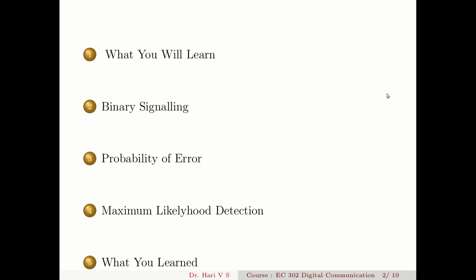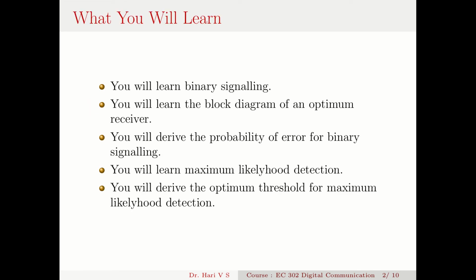The session is organized as: learning outcomes, then binary signaling and the probability of error in binary signaling. Then we will see the concept of maximum likelihood detection and the summary of understanding. In this video, you will learn binary signaling and the block diagram of an optimum receiver. Then you will derive the probability of error for binary signaling. Then you will learn maximum likelihood detection and derive the optimum threshold for maximum likelihood detection.